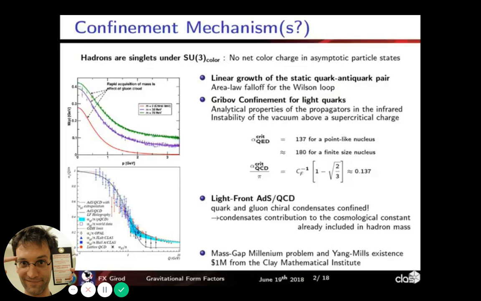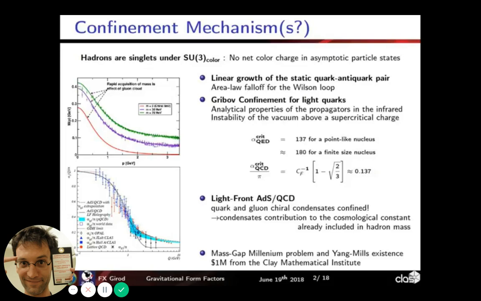Gribov's calculations led him to the following criterion. If you take a point-like nucleus, the vacuum is unstable against the propagation of such a state with charge above 137. He then went on to calculate corrections for finite size of the nucleus and found the value of 180. Now, he repeated the same calculation with all the glory of QCD and found that the number here was, first of all, easy to remember, but also very small, 0.137. So if you look at this quantity here, alpha over pi for QCD as a function of scale, you can see that it definitely goes above 0.137 in the infrared.